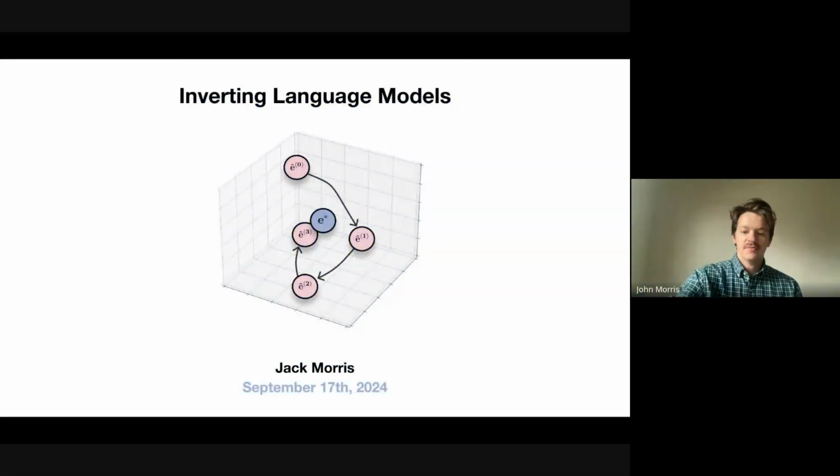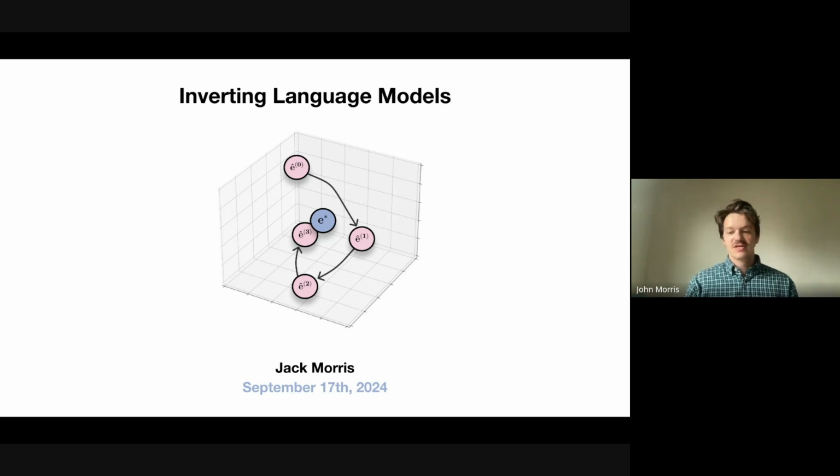Jack. I'm a PhD student. I'm getting close-ish to finishing my PhD. I go to Cornell Tech, which is a campus of Cornell University in New York City. And right now I'm also a visiting researcher at Meta. But this is work that I'm presenting, work that I did at Cornell.